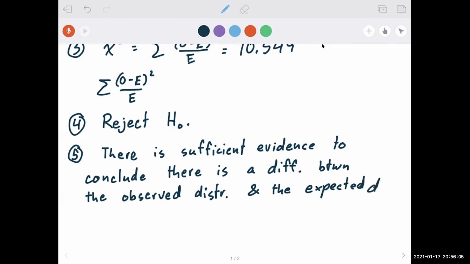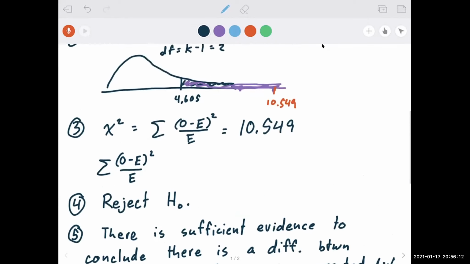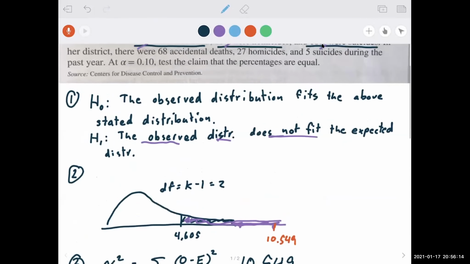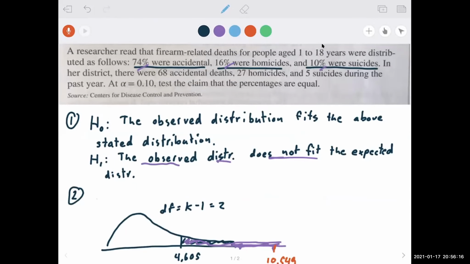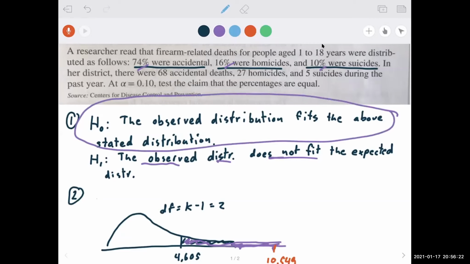Okay, and as soon as I can get finished writing that, we'll be finished with this problem. Okay, so just to reiterate this, our test score was way off the charts, so we will get rid of this. So we found enough evidence to say that this does not fit with the expected distribution.